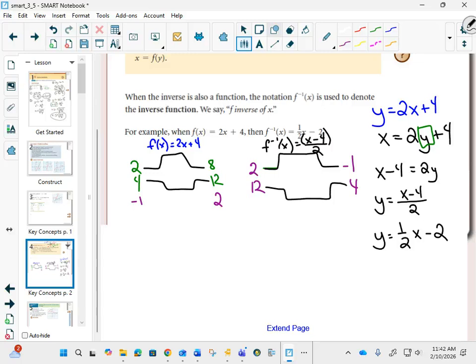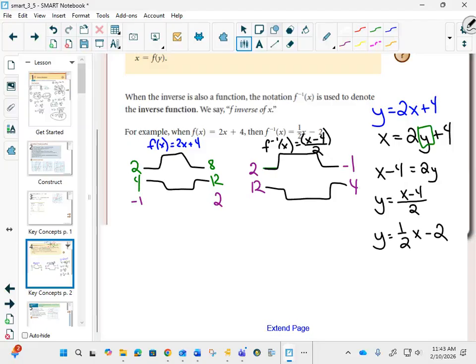But I like the original one because I could really see myself undoing the function that way. Whereas if I wrote it as 1/2 x minus 2, I'm like, well, where did you get the minus 2 from? I really like seeing that you do exactly the opposite to undo. And whenever you undo something, you get back to where you started from.